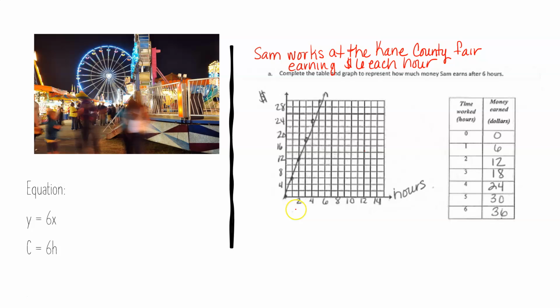The hours go on your x-axis, and you're going to go up by 1s. The money he earns goes up on the y-axis, and you're going to go up by 2, and there's what your graph should look like. The equations can be either y equals 6x or c equals 6h.